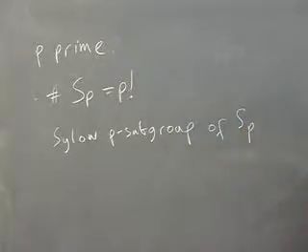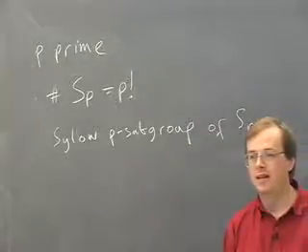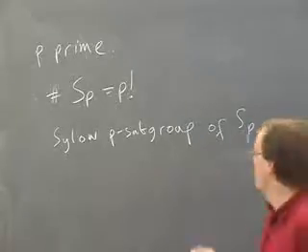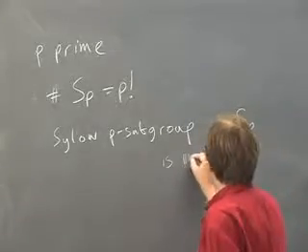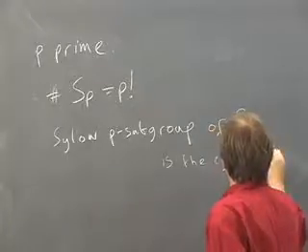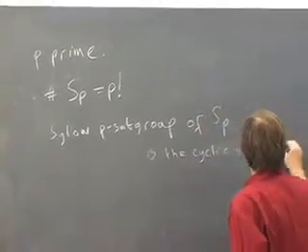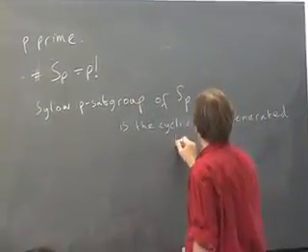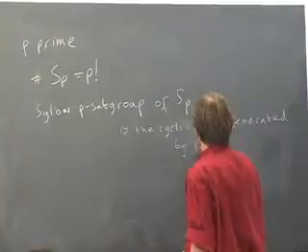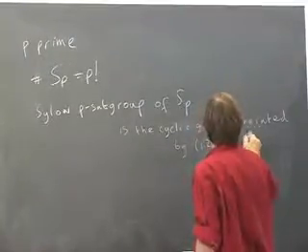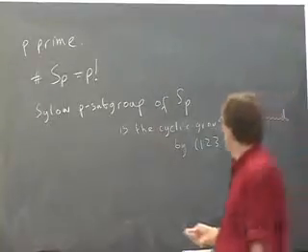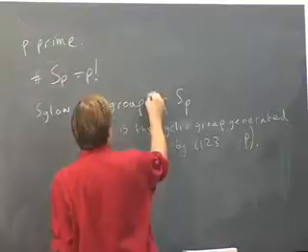So can you think of an element of order P? Anything in the Sylow is going to have order P. Can you give me an element of order P? A cycle of length P. The cyclic group generated by any element of order P will be a subgroup of order P, so generated by the cycle 1, 2, 3 up to P. Okay, and then the exercise concerns the Sylow P-subgroup.